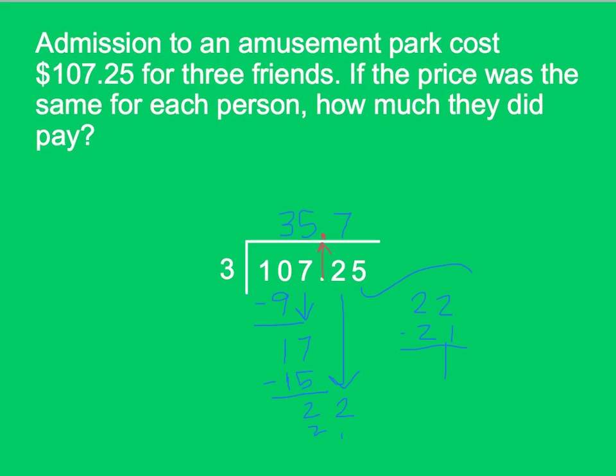And then we're going to bring this 5 down, and we get 15. Well, 3 can go into 15 evenly 5 times. So then when I multiply 3 times 5 and I subtract, I'm going to get 0, and I've got my final answer. Notice I am not doing anything with that decimal point. I already took care of it. I don't have to worry about it anymore. $35.75 is going to be my final answer.